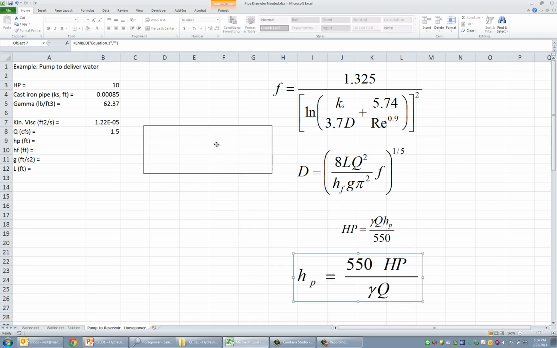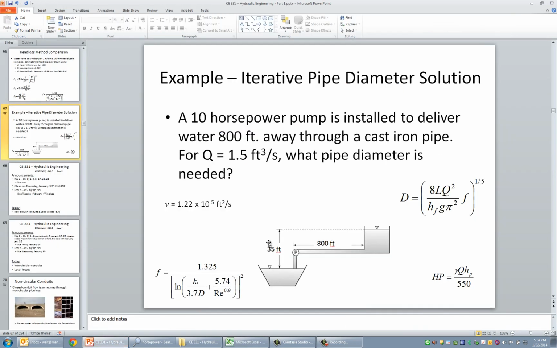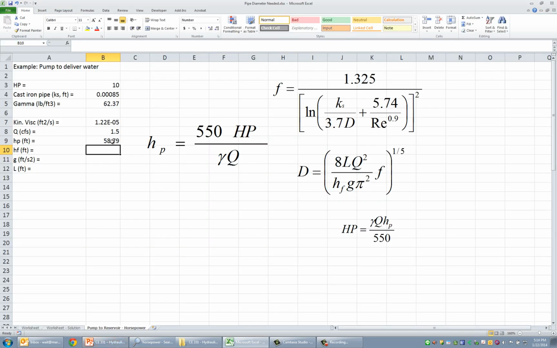rearranged to solve for H sub P. And so that is 550 times the 10 horsepower divided by the unit weight of water divided by Q. And that tells us that we're adding 58.79 feet. And that's good. If we were adding less than 35, then the flow rate would be 0. So you have to at least add 35 feet of head, or else you can't get the water from this tank to the next.